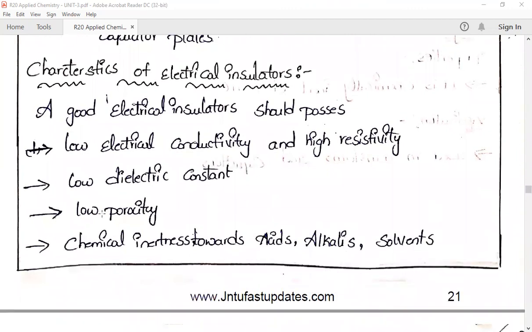The third one is that the dielectric material should possess low porosity. This is due to the fact that if the dielectric material has high porosity, it increases the moisture holding capacity, which adversely affects the electrical property. That's why the dielectric material should possess low porosity.